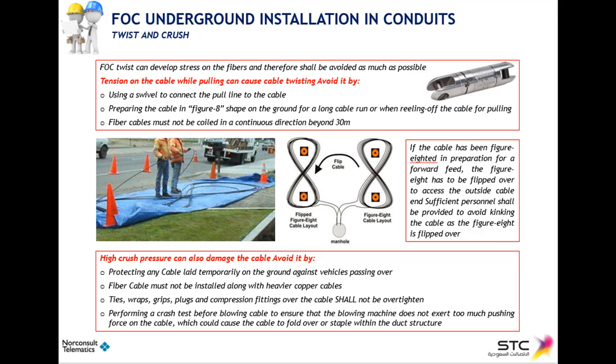On the twisting side, we have also another installation technique, that is the figure 8. Figure 8 installation techniques, as most of you know, are exactly engineered to remove twisting. But even though, we install the breakaway swivels so that both of them at the same time diminish the risk of cable twisting. As an additional point, fiber cables must not be coiled in a continuous direction beyond 30 meters. This is an STC rule to be respected at all times. It applies while doing figure 8 or while doing any cable slack loops. Fiber cables must not be coiled in a continuous direction beyond 30 meters.